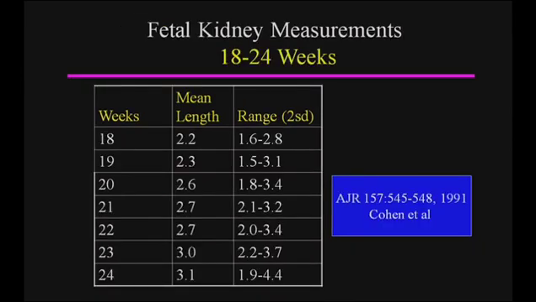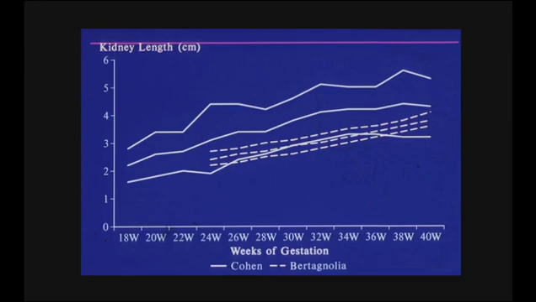This just is a table of some of the measurements between 18 and 24 weeks. This is a graph that shows dotted lines showing the mean and the two standard deviation range of normal of Bertagnoli's numbers, which we were using in the early to late 1980s, compared to our measurements, which show a mean that's much larger and two standard deviations greater than that mean, even larger than that.